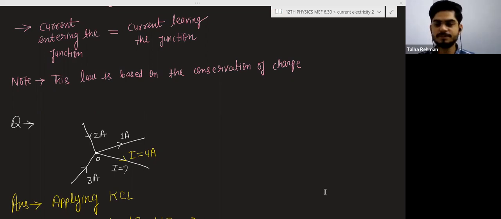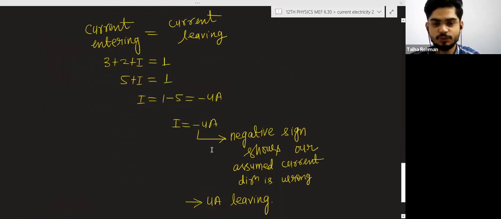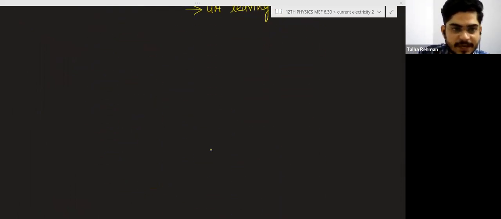The second law is based on the conservation of energy. So the second law of Kirchhoff is the Kirchhoff's voltage law. Okay, and this law is also known as Kirchhoff's loop rule. Loop rule means we will apply this in a loop or a mesh. You will see this, the second law.